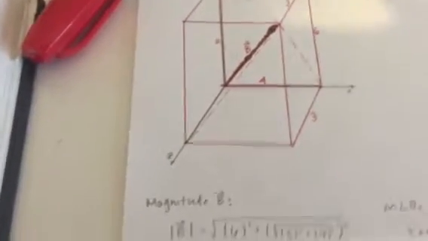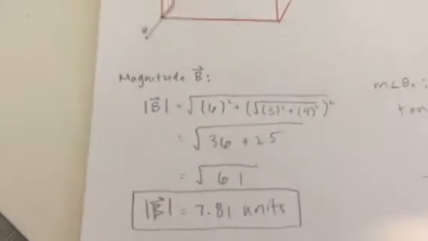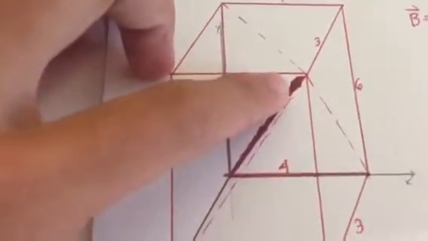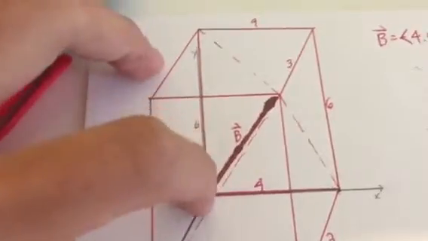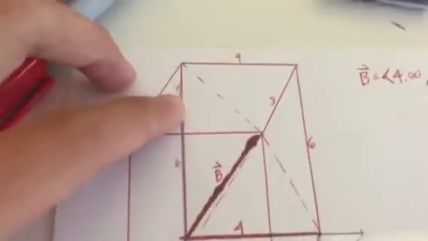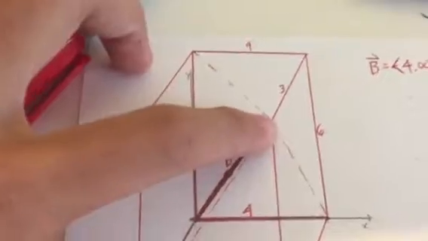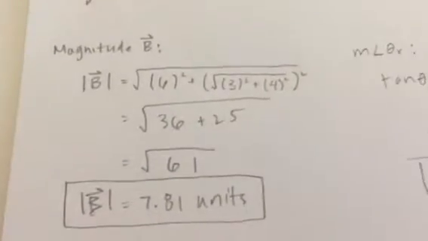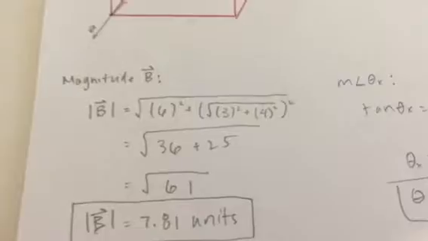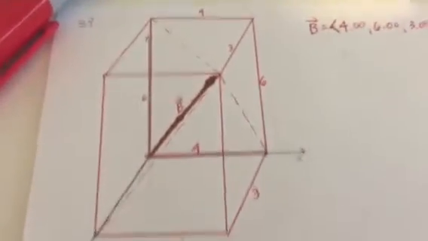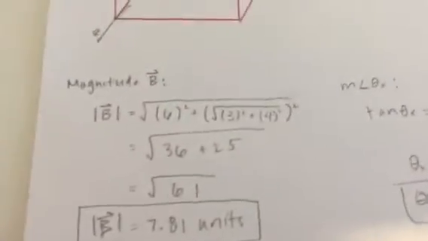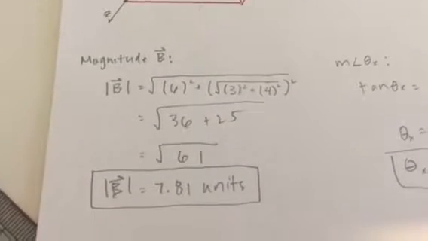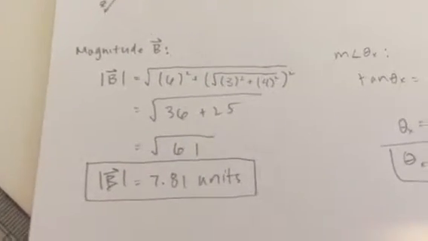Okay, so the first thing we're trying to look for is the magnitude of vector B, and we do this by using the Pythagorean theorem. So we have vector B right here, and it is the hypotenuse of the right triangle formed by this vertical component of 6 units and this diagonal, which we can solve by using the Pythagorean theorem with this right triangle right there. So we do that here. The magnitude of vector B equals the square root of 6 squared plus the magnitude of that diagonal squared. And as you can see, once we solve that all out, we get 7.81 units.